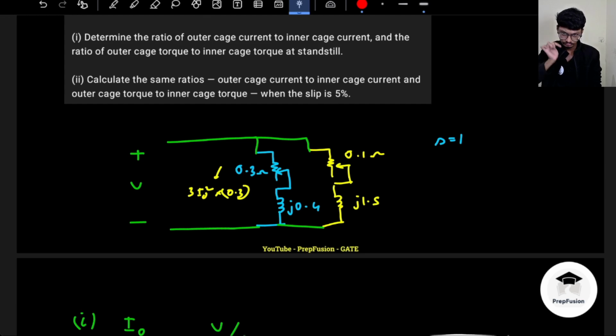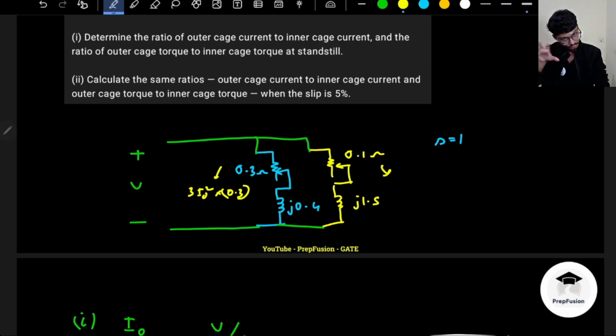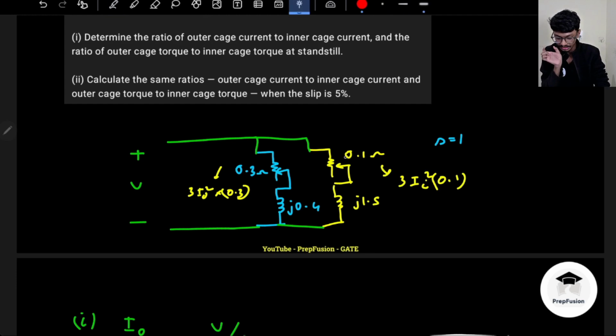So at running condition, the reactances will reduce. If the reactance reduces, then most of the current will flow through the inner cage. So then there will also be torque developed, right? The torque developed will be equal to 3 Ii whole square into 0.1. In this torque developed, a bit portion will be lost in the winding resistance due to copper loss, right? But as the resistance itself is very low, the copper loss also will be lower. So that is our main purpose.